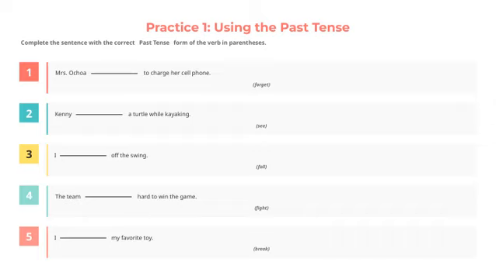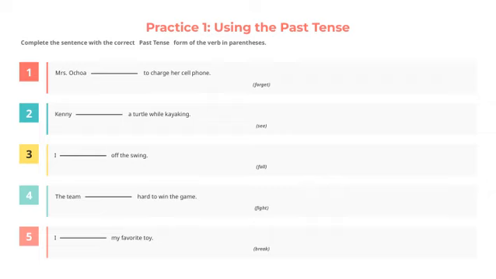Let's go through practice 1, which focuses on using the past tense. The goal here is to complete each sentence with the correct past tense form of the verb in parentheses. This exercise is great for reinforcing how we talk about actions that happened in the past.